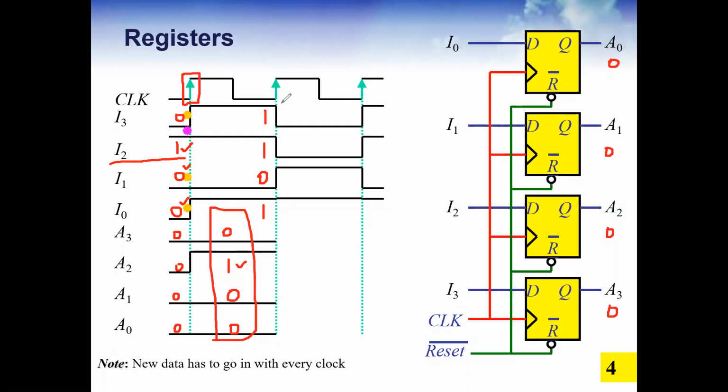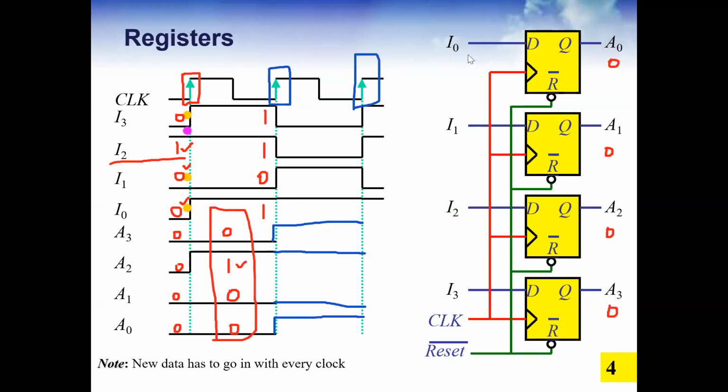At this edge, the information will update. All right, you see now. At this edge, things will change. I3 is 1, so A3 is going to be 1. I2 is 1, and A2 was already 1, so it will maintain its status. I1 is 0, so it will maintain its status as 0 until the next edge. I0 is 1, so it will change from 0 to 1 and maintain its status until the next edge comes. So this is the next edge, girls.